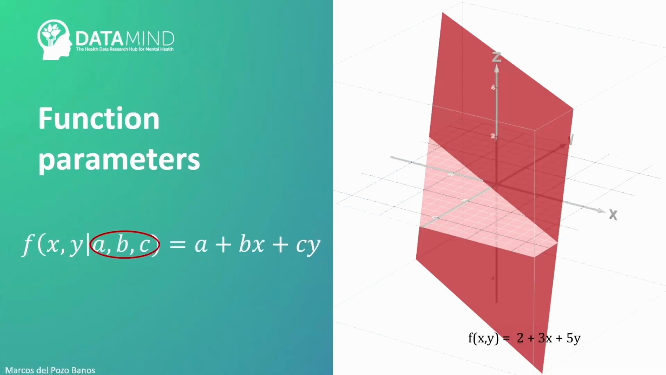We can also have function parameters. And the difference will be that these parameters are intended to be fixed beforehand. So in this case, we have f of x and y given parameters a, b, and c, and therefore we can try any values that we want of a, b, and c, but the idea is that a, b, and c are not variables that will change normally, not like x and y. So on the right-hand side, we can see an example of this function with a equals 2, b equals 3, and c equals 5.